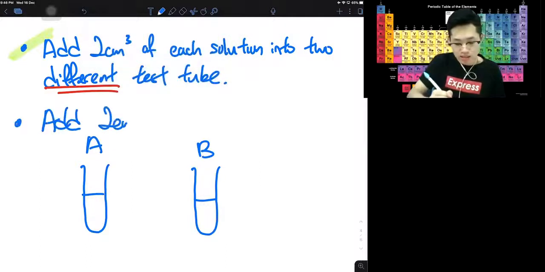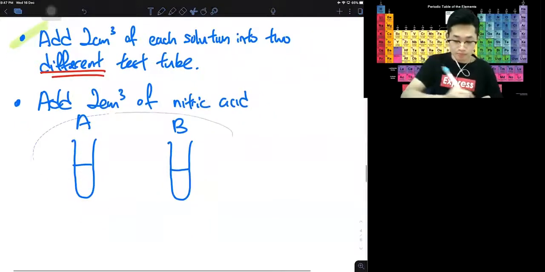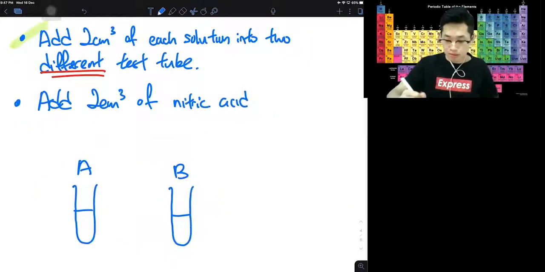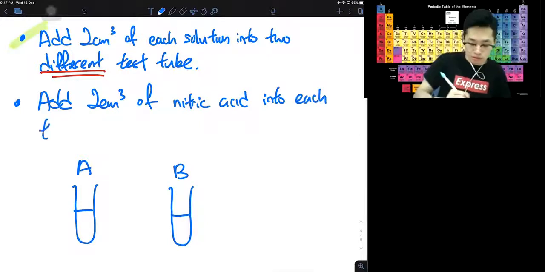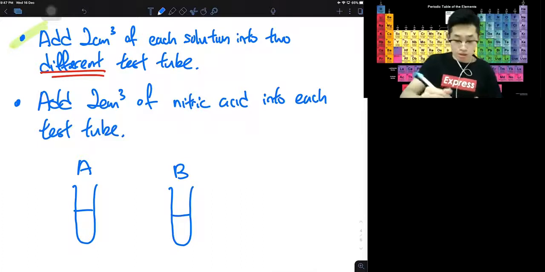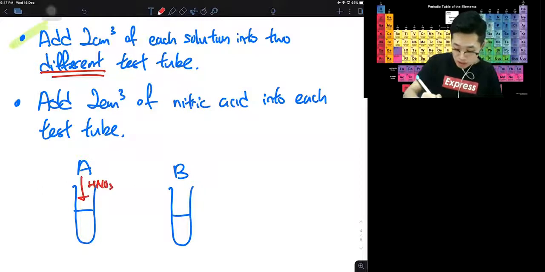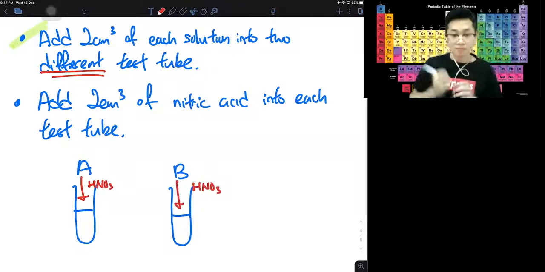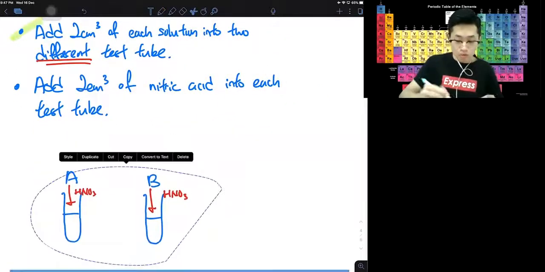Add acid. So 2 cm cube of nitric acid into each test tube. Easy. So everything HNO3, HNO3. And then what is the next step?